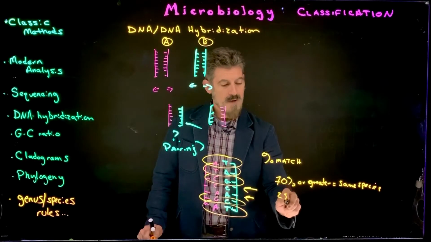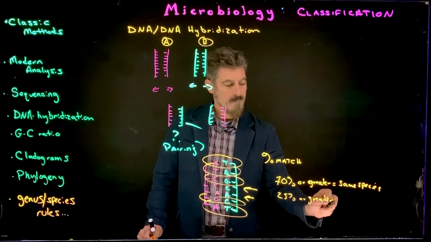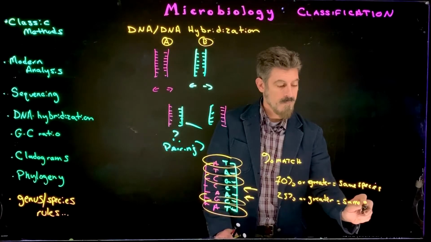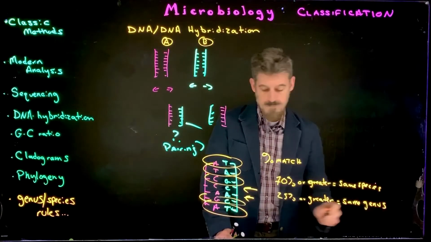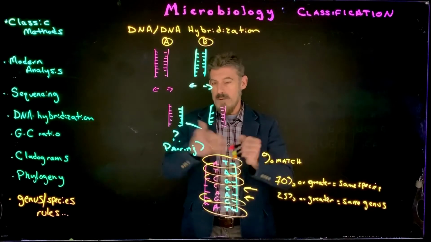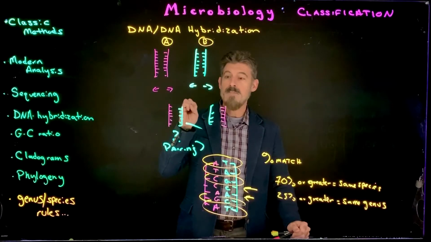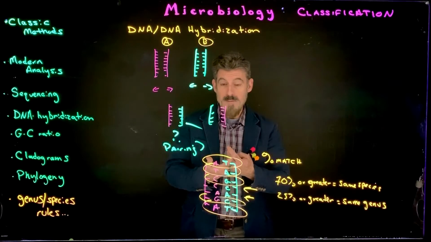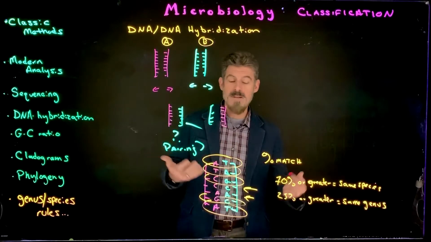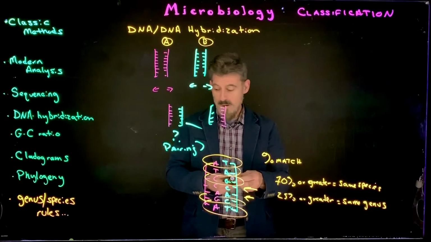And if it's 25% or greater, it would probably be the same genus. There's more to it than that, but this is the basic idea. You take the DNA, extract it, pull it apart, and try to put the two of them together to see if they match up. Do they hybridize? If they hybridize really well, they're probably the same species. If they don't hybridize really well, they're probably not the same species.